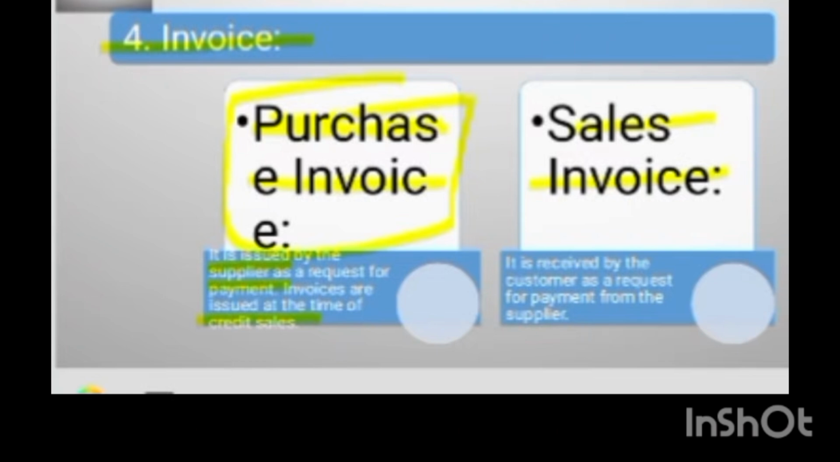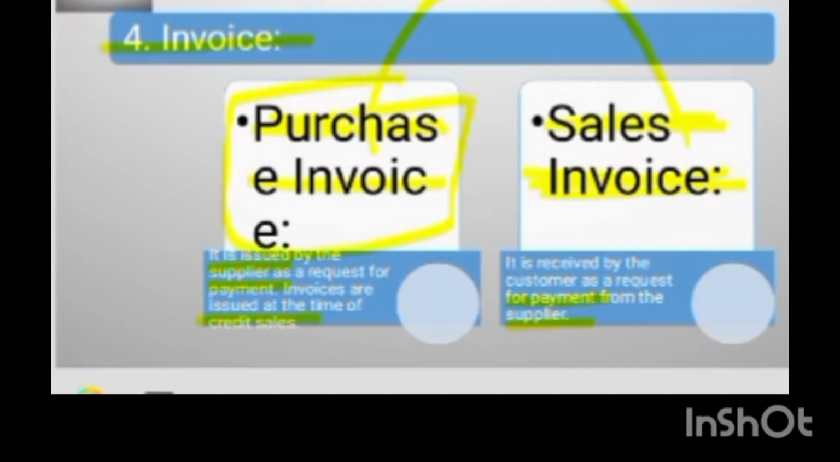What will happen then? The second is sales invoice. It is received by the customer as a request for payment from the supplier. This purchase slip, when it goes to the customer, is now a sales invoice. The invoice that will be received by the customer is the sales invoice. Over there, it is mentioned to the customer that this much payment is due and you have to pay it according to the agreement, according to the contract.